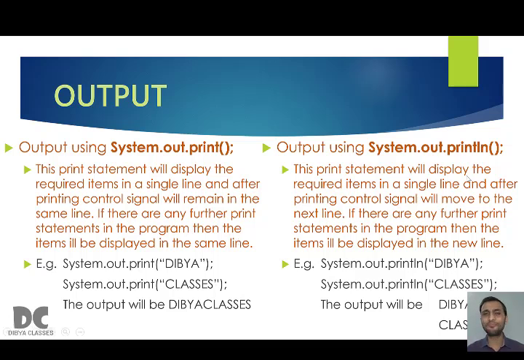And similarly in println, after printing, the controller or the cursor will move to the next line, to the new line. Whenever println is there. And here is more example. When both are print, see Dibya, then print were executed, it remained in the same line. Then classes. Since it was print, everything was printed in the same line. And since this is println, you can see it got printed in different lines.